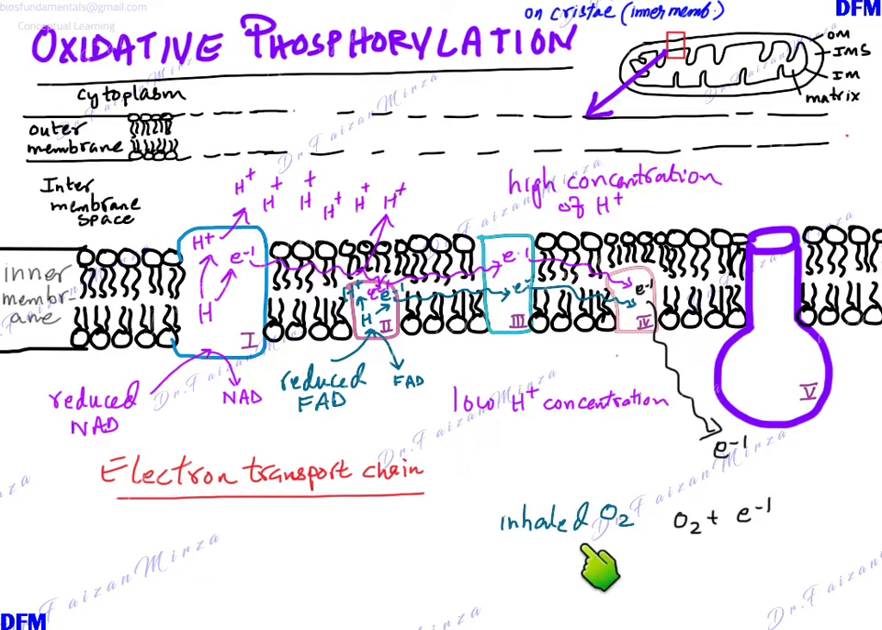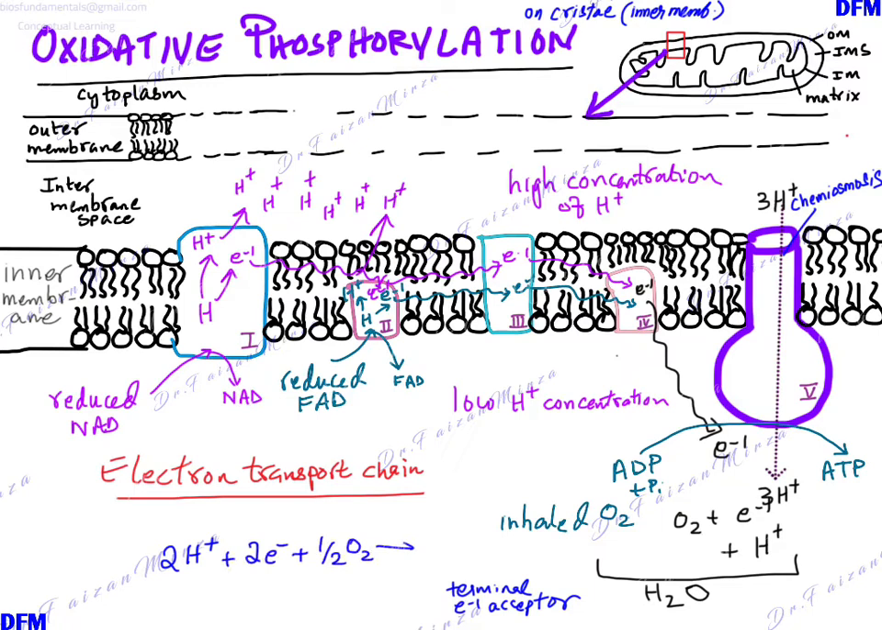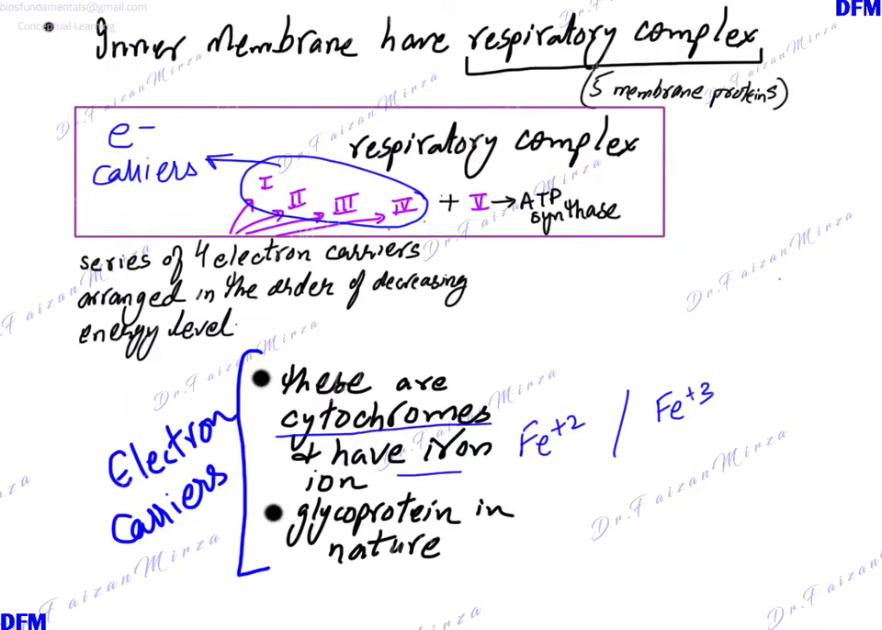Inhaled oxygen is present here, so inhaled oxygen ends up combining with this electron, and in aerobic respiration, the terminal electron acceptor is our inhaled oxygen. H plus ions then move from the intermembrane space to the matrix of the mitochondria by chemiosmosis, and ADP and Pi combine to form ATP. H plus, oxygen and electron combine together to form a water molecule. The overall equation for water formation is 2H plus combined with 2 electrons and half an oxygen molecule to form water. So this is actually what happened.